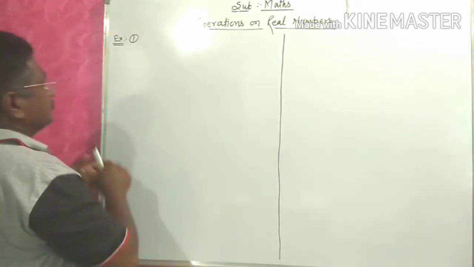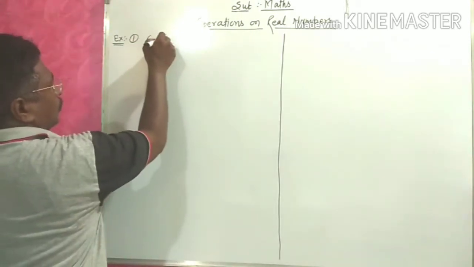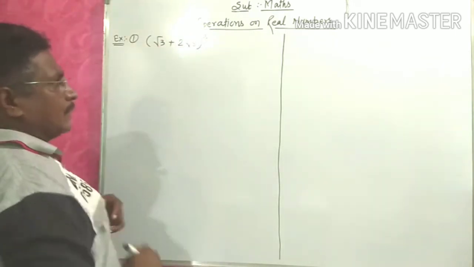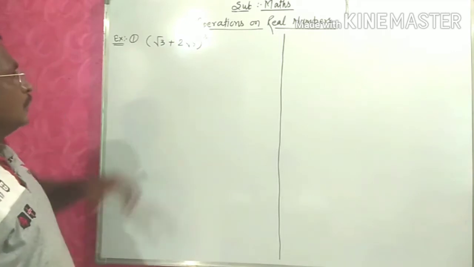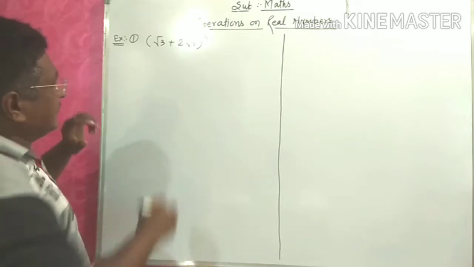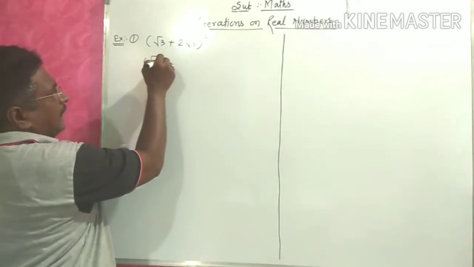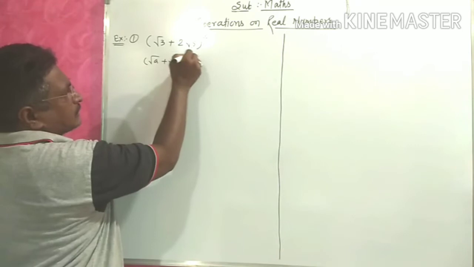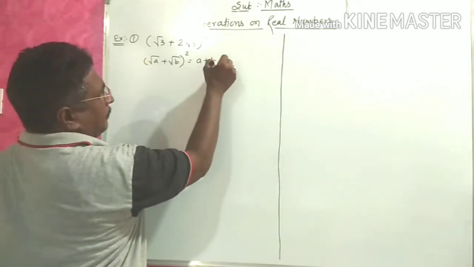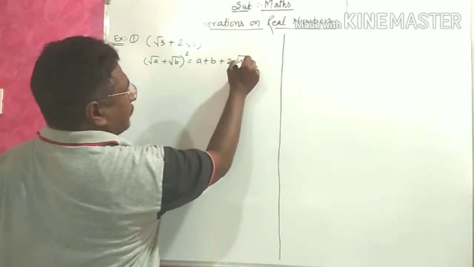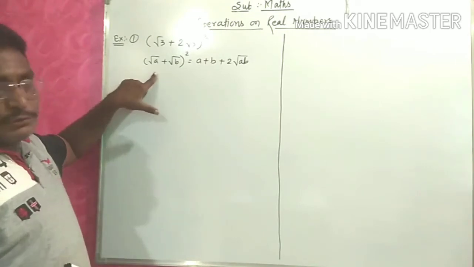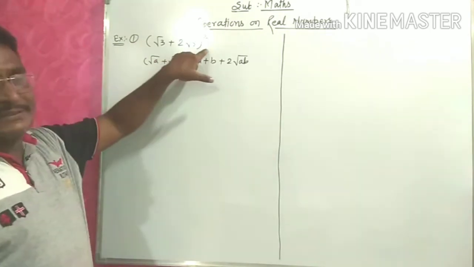So for example, (root 3 plus 2 root 5) whole square. This has to be solved, and it is based on an identity. What is the identity? (Root a plus root b) whole square gives a plus b plus 2 root ab. This identity we discussed in the last video, so by using this identity we have to solve this.